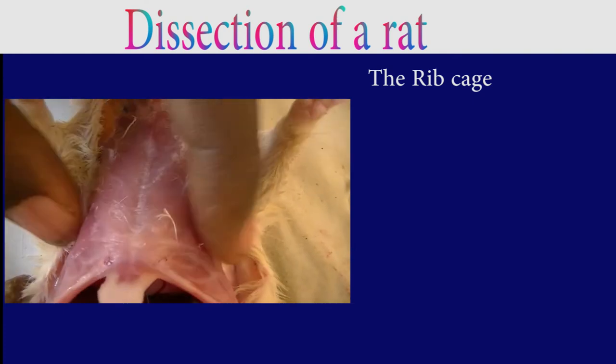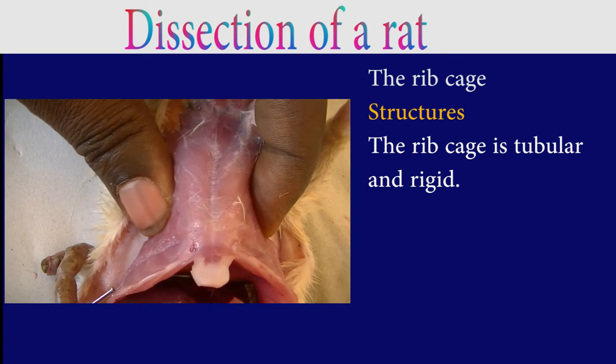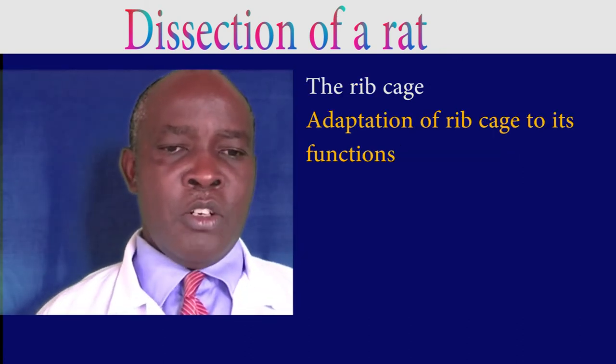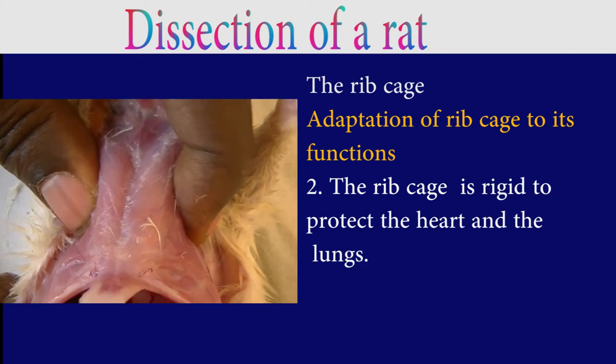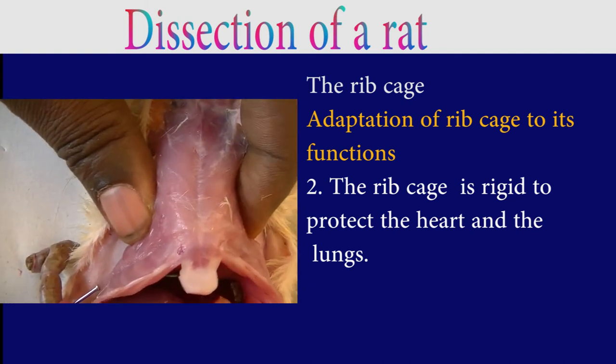The rib cage structure. The rib cage is tubular and rigid. Adaptation of the rib cage to its function. The rib cage is tubular to provide room for the heart and the lungs. The rib cage is rigid to protect the heart and the lungs.